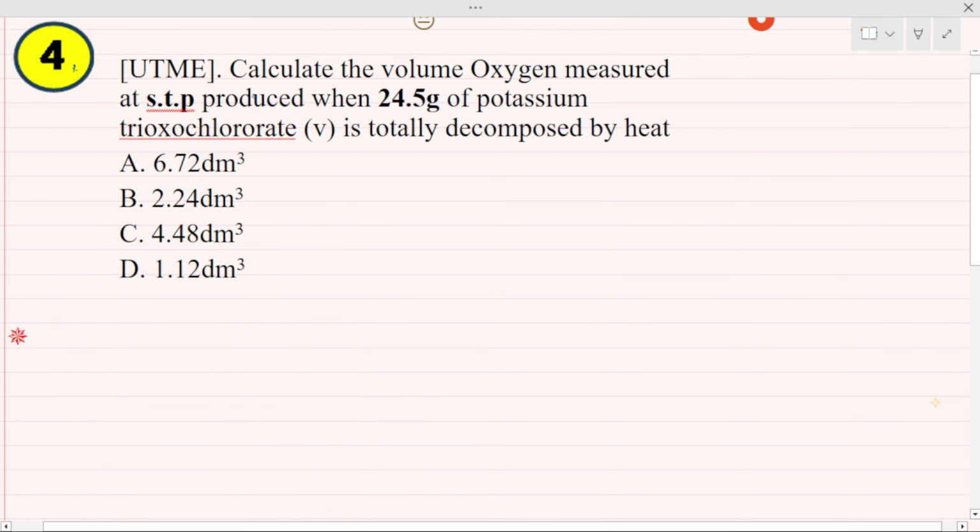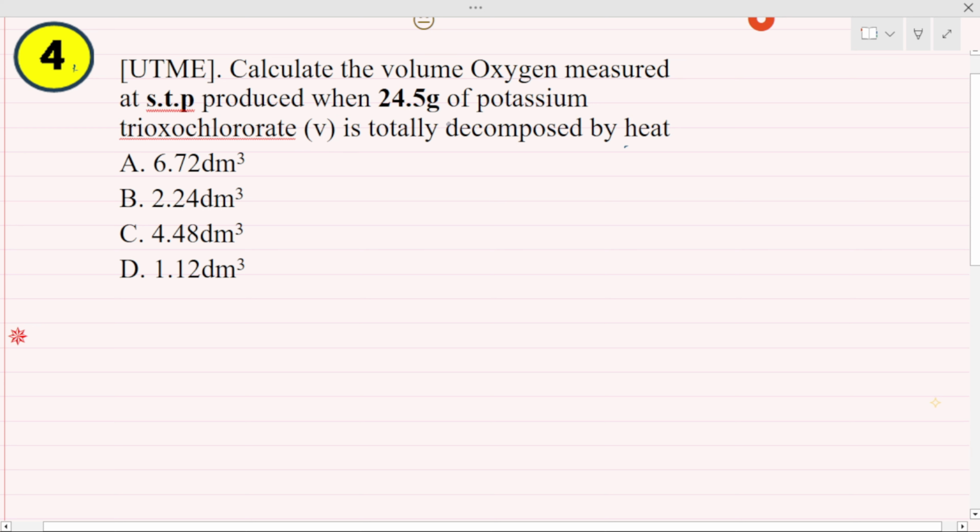4. That's a UTME question. It says, calculate the volume of oxygen measured at STP produced when 24.5 grams of potassium chlorate is totally decomposed by what? By heat. So the first thing is to write your balanced chemical equation.